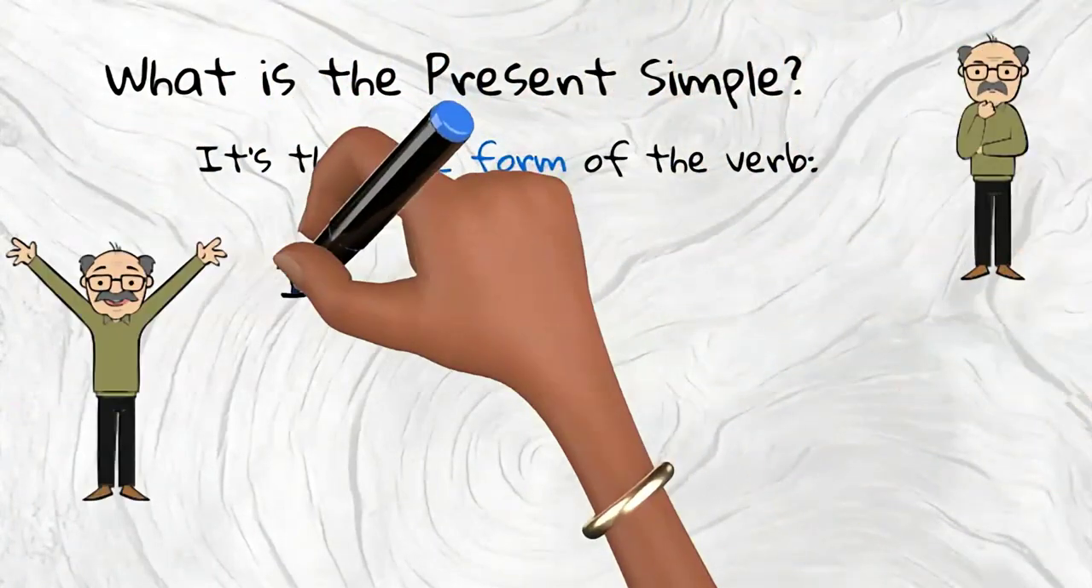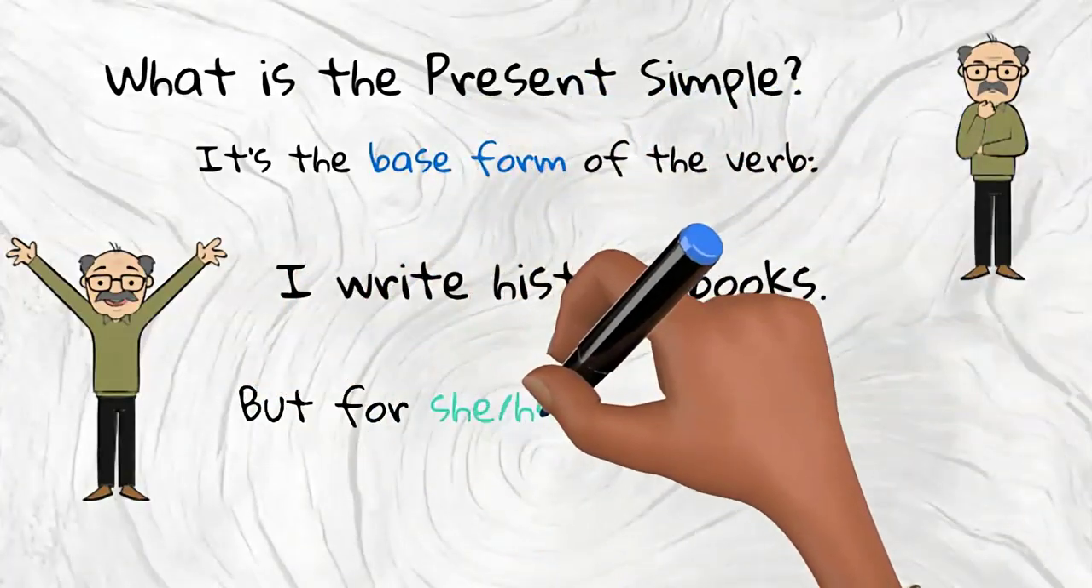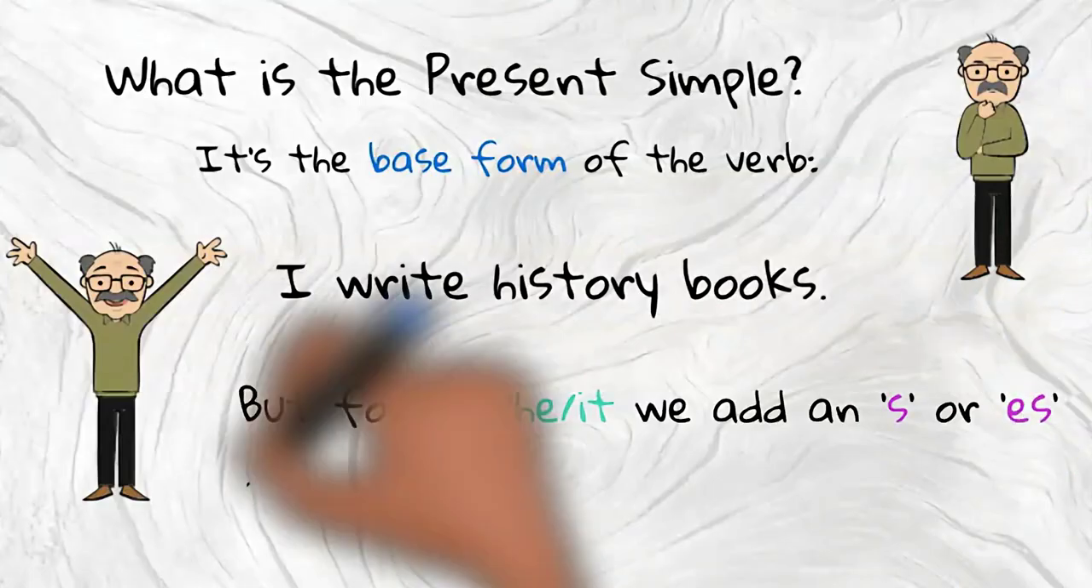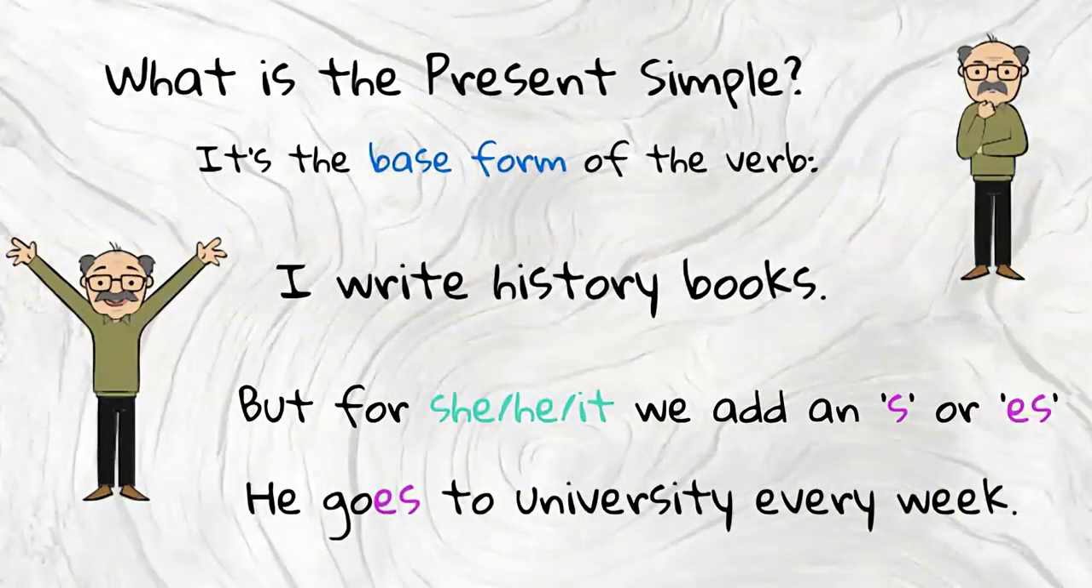Well, it's the base form of the verb. For example, I write history books. Write, to write, write, base form. That said, be careful with she, he, it, third person singular if you like. We add an S or ES. Like for example, he goes to university every week.